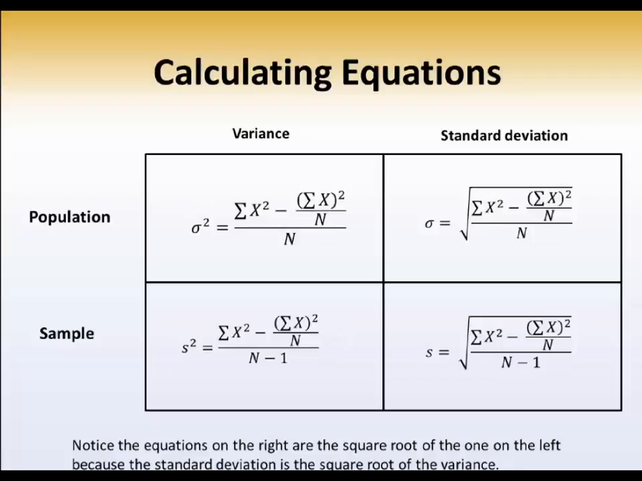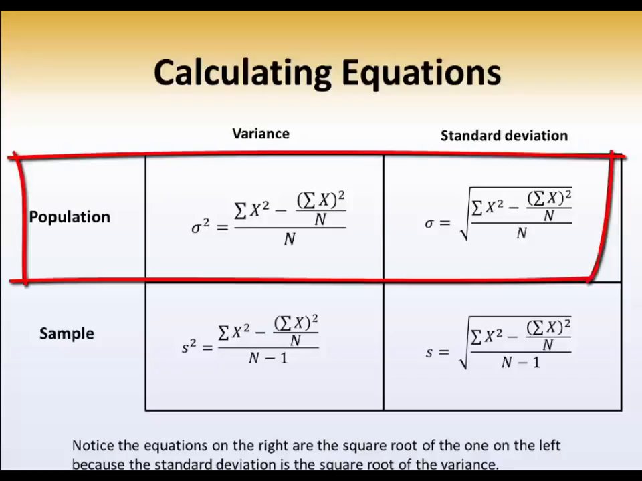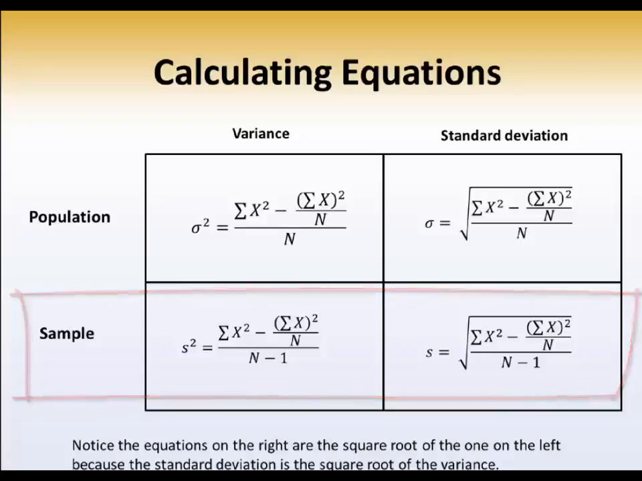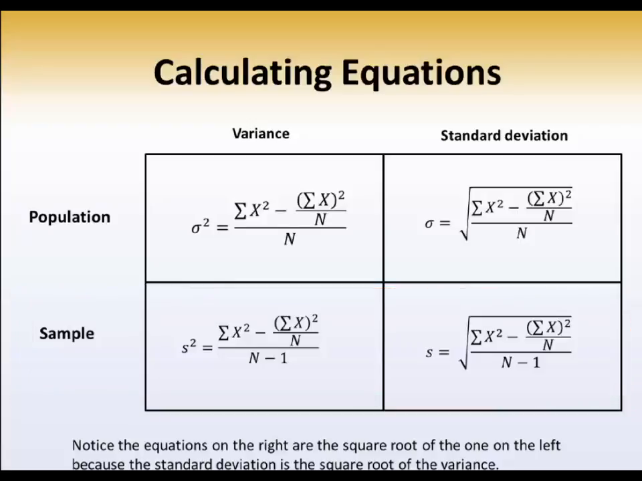Next, we show the calculating equations in exactly the same format. In the top row, we have the population variance. To its right, just the square root of that shows us the standard deviation of the population. In the bottom row, we have the sample calculations. Notice again it's s squared, not sigma squared. And the formulas actually are identical to the top row, with the variance of the sample on the left and the standard deviation of the sample on the right. Importantly, the only difference in these equations is the denominator. In the population, you divide by n. In the sample, you divide by n minus 1.